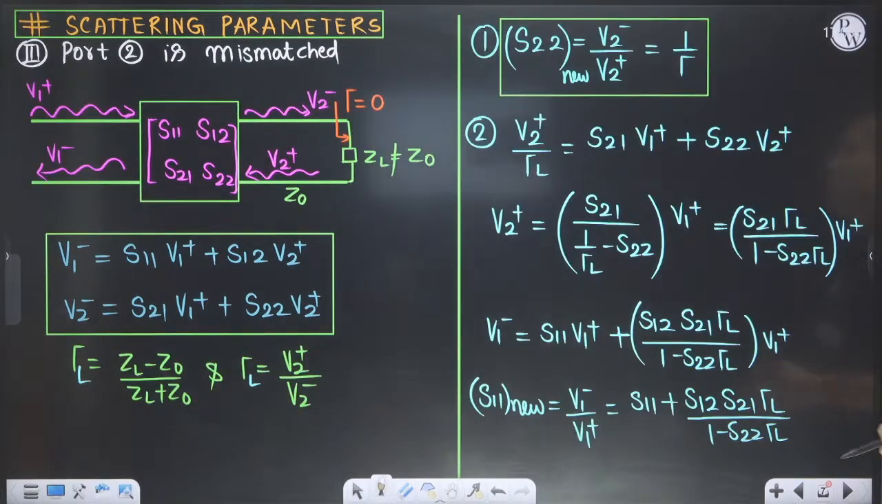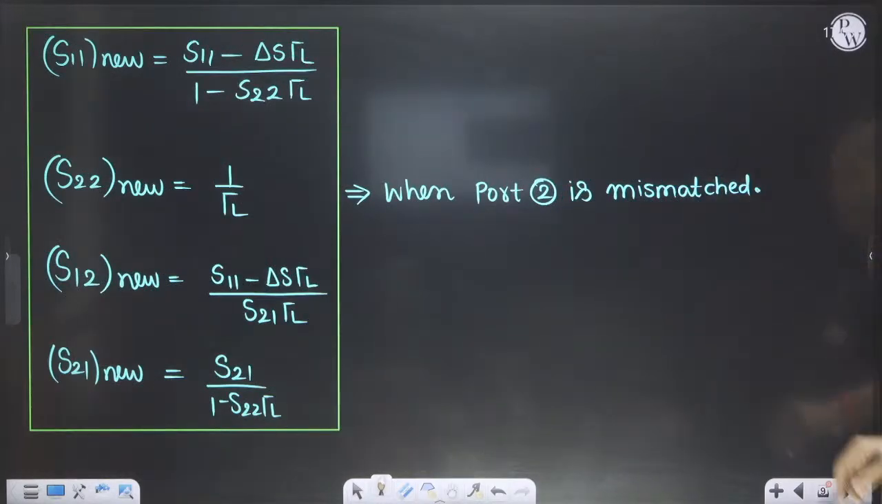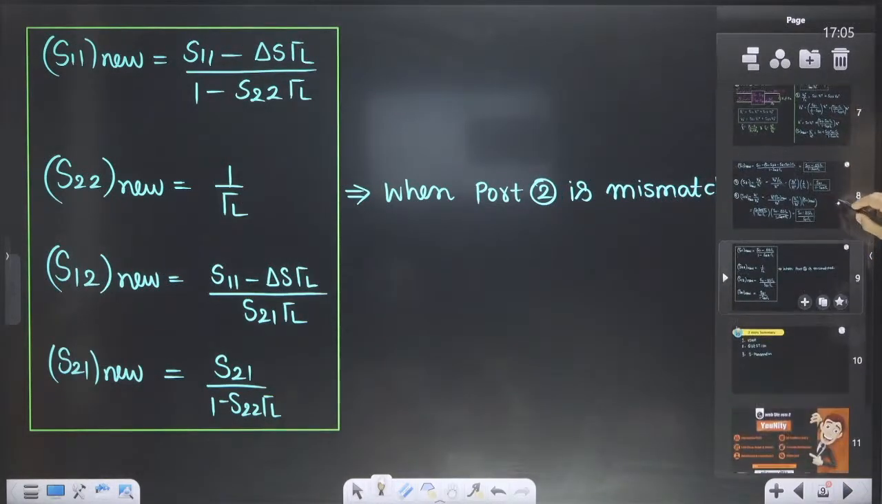This is the condition when port 2 is not matched, it is mismatched. Then what will happen? What will be the new S11? What will be the new S21? What will be the new S12? So these are all the 4 parameters we have discussed in the previous classes.